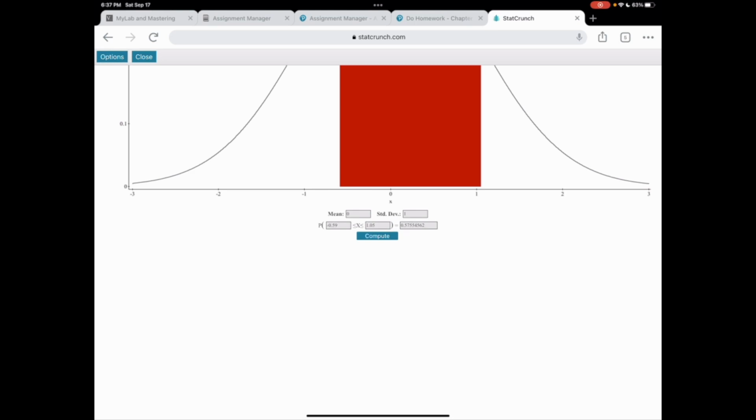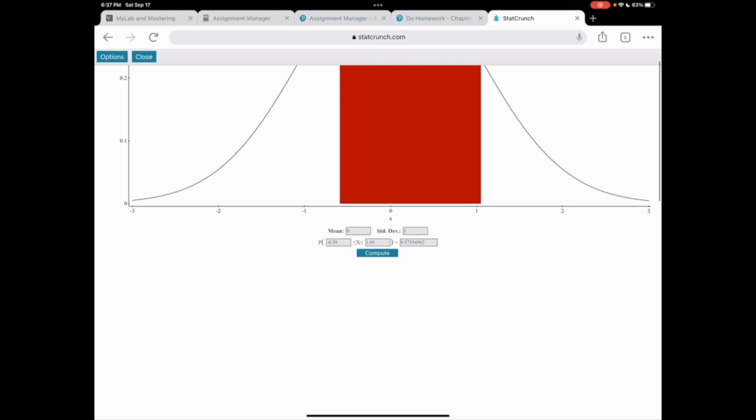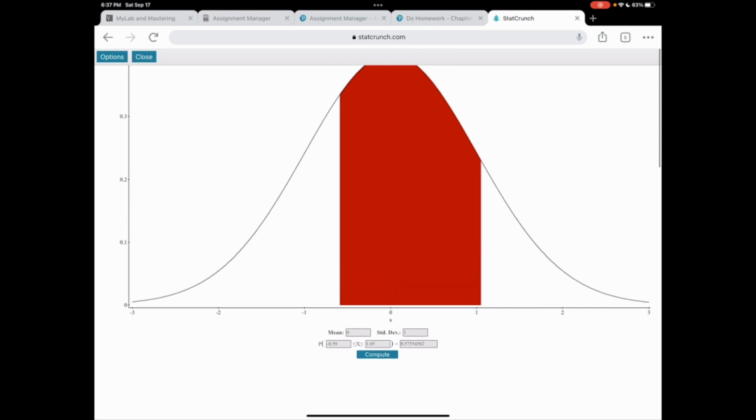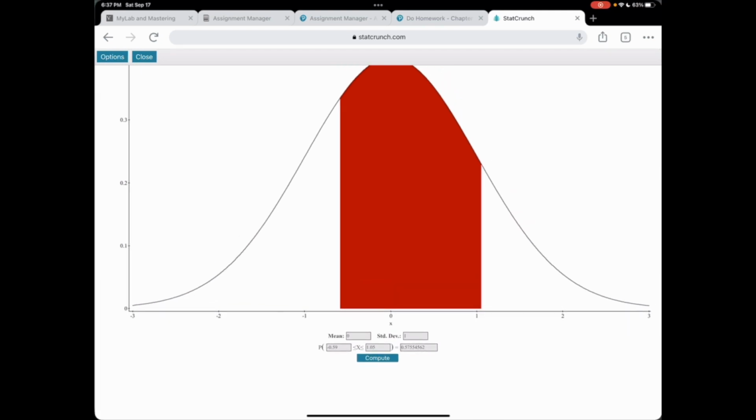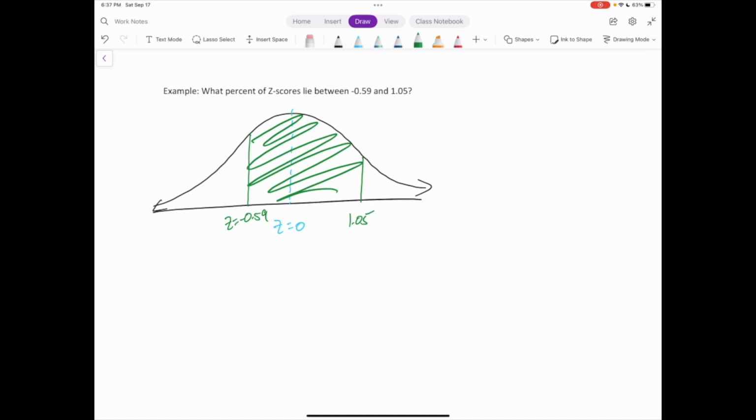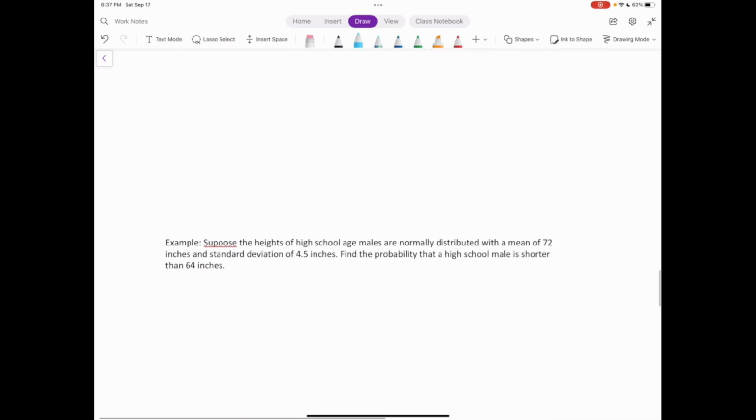All right, you're going to put those in, compute, and there we go. We get 0.576 if we round that to 3 decimal places. All right, so let's use our notation here. So the probability that our z-score is between a negative 0.59 and a 1.05, we just said that that equals 0.576. So there's a 57.6% chance that we get a z-score that's between those two values. All right, just a few more examples here.